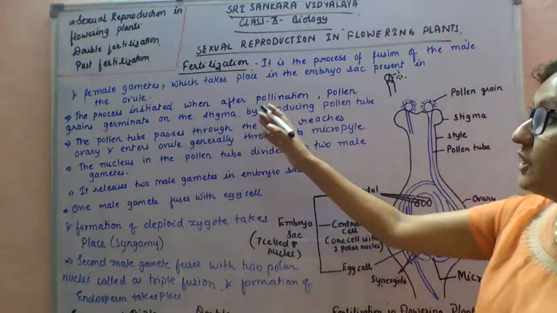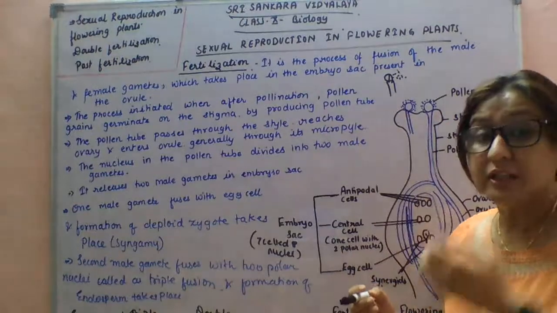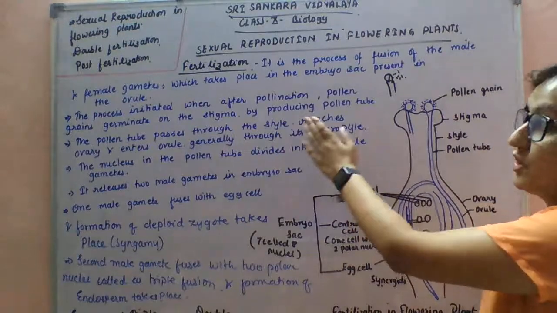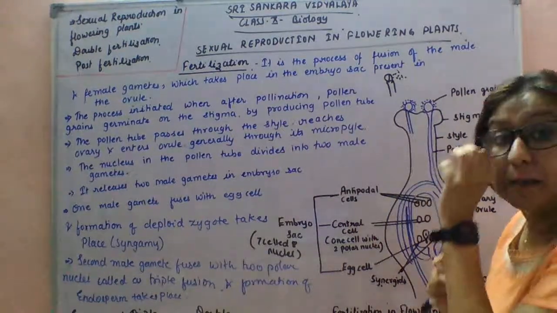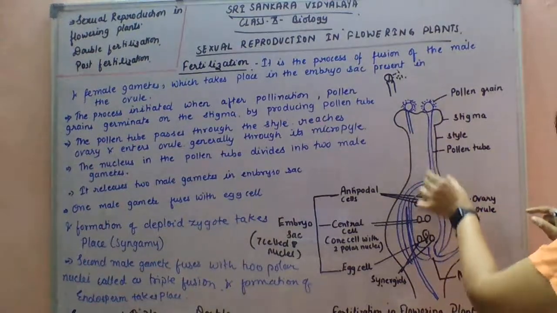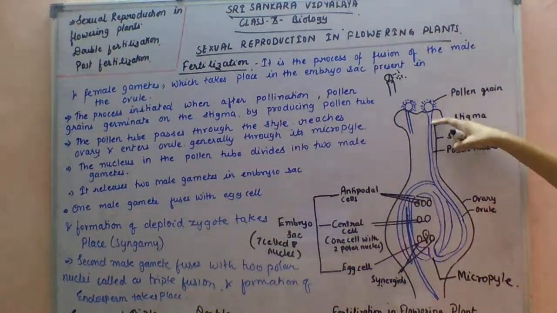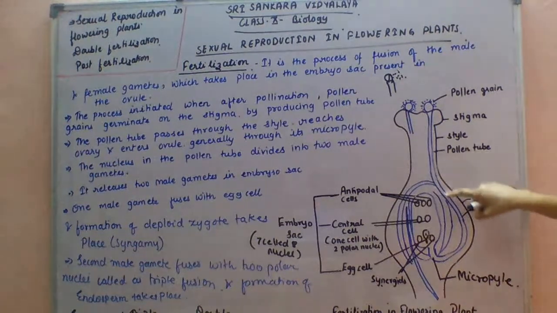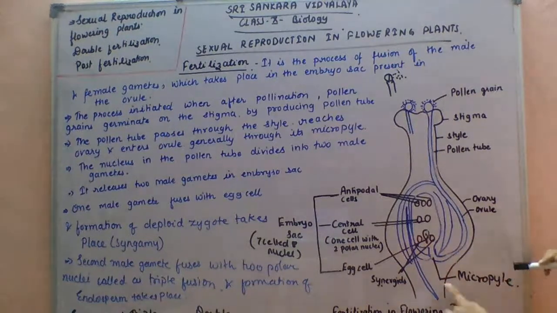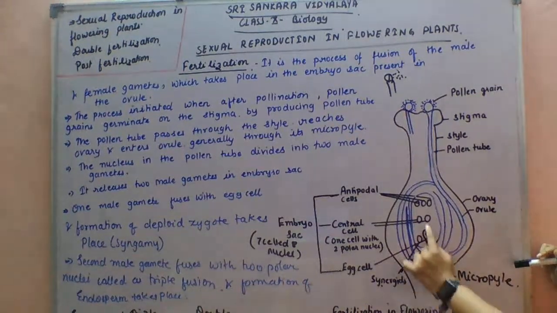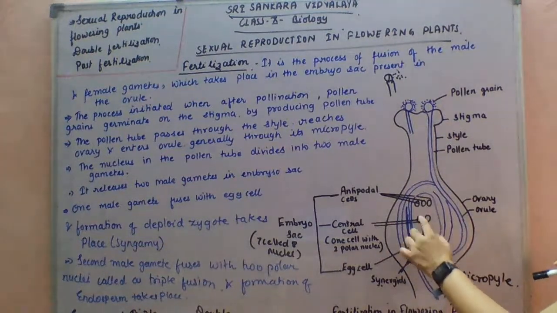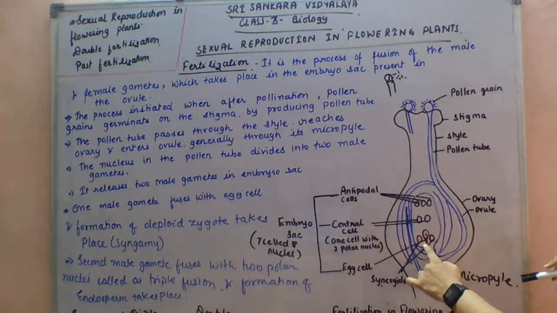The process is initiated after pollination. Pollination can occur through wind, air or water. After pollination, the pollen grains germinate on the stigma, on a compatible stigma, by producing a pollen tube. The pollen tube passes through the style, reaches the ovary and enters the ovule, generally through its micropyle. This is the micropyle. Through it the tube enters the ovule, inside which the embryo sac is present. Here the fertilization will take place.